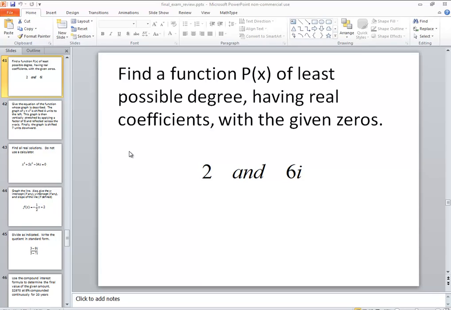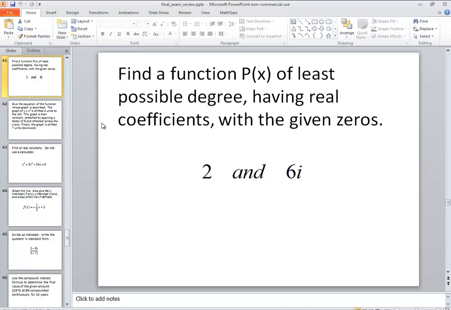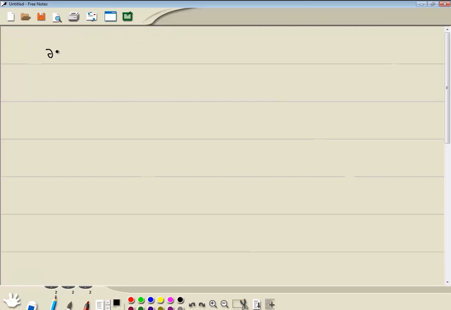In this problem, we want to find a function p of x of least possible degree having real coefficients with the given zeros. Okay, so they're telling us 2 and 6i are zeros. Well, let's review a little bit.